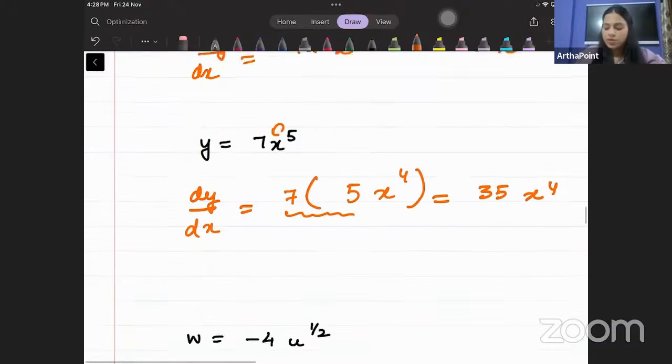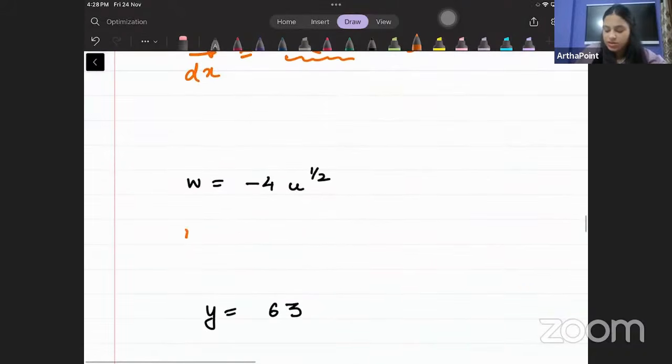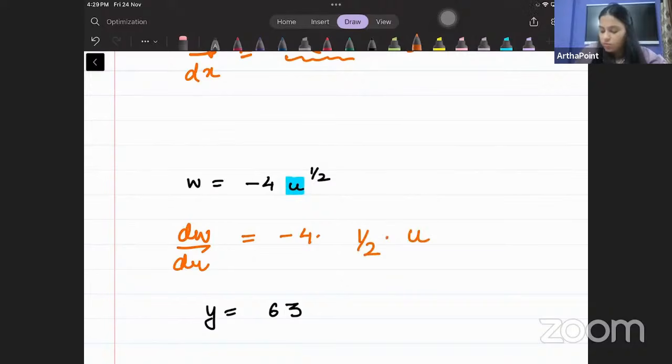हाँ बेटा. Look at the next question बेटा. इसको differentiate करना है with respect to u. Here my variable is u. हाँ बेटा. So what will happen? Power will come down, power will reduce by 1.